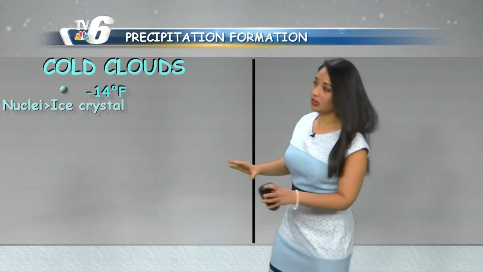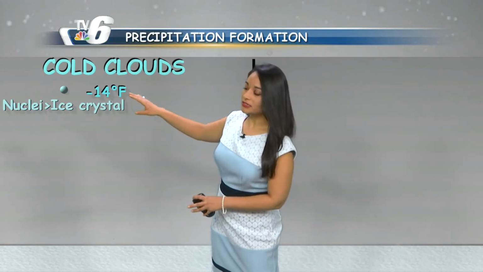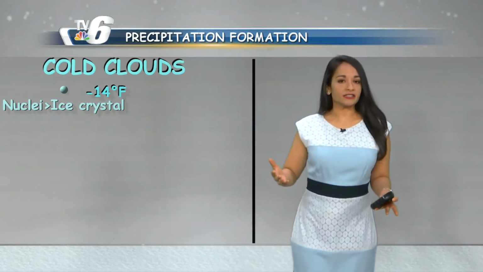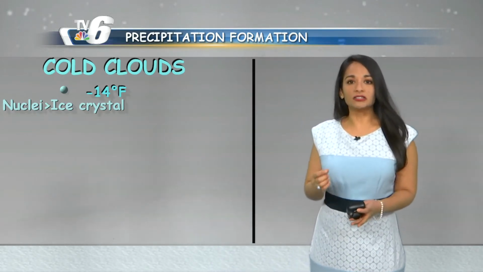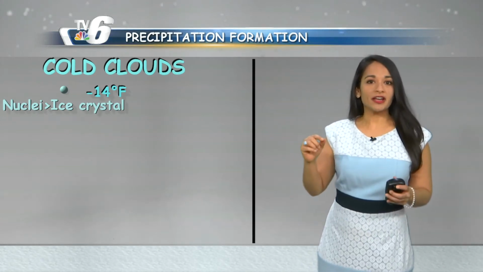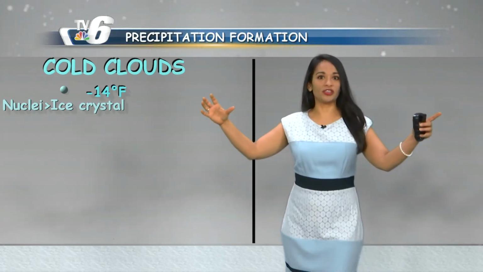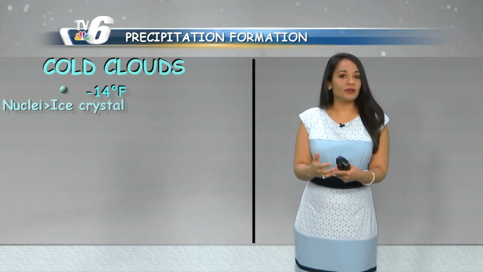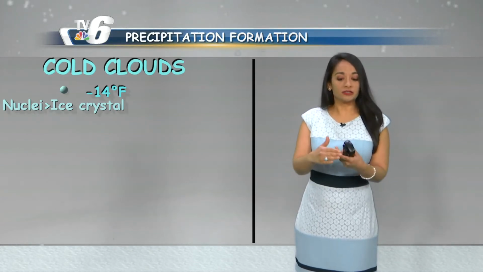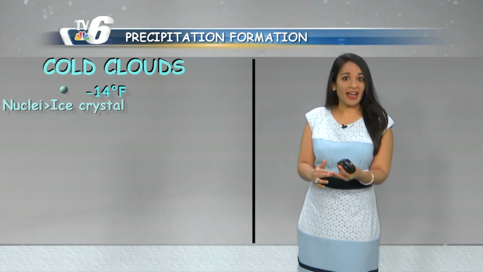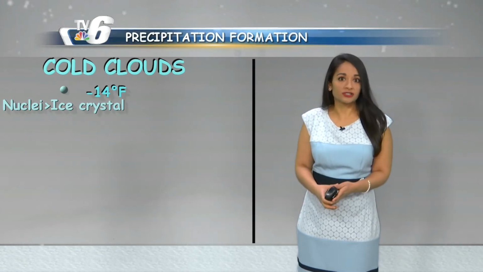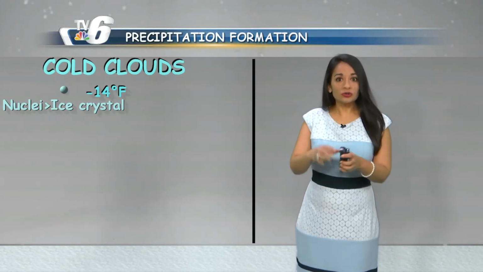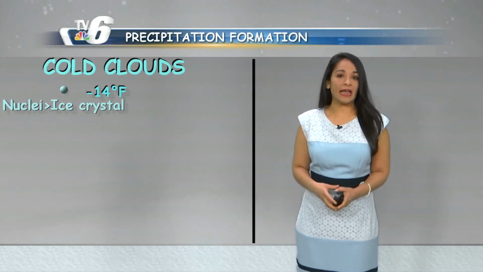So stay with me here. 14 below temperature at the top of the cloud. Nuclei develop. Nuclei. Okay, well, what's a nuclei? A nuclei develops on tiny little particles that are suspended within the air and in the atmosphere. You can't really see it, but those particles could be anything from dust, sand, ash, or any other type of aerosol. Those tiny particles are suspended within the air.